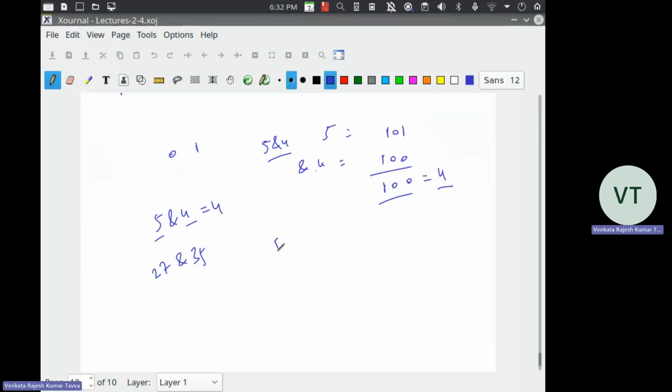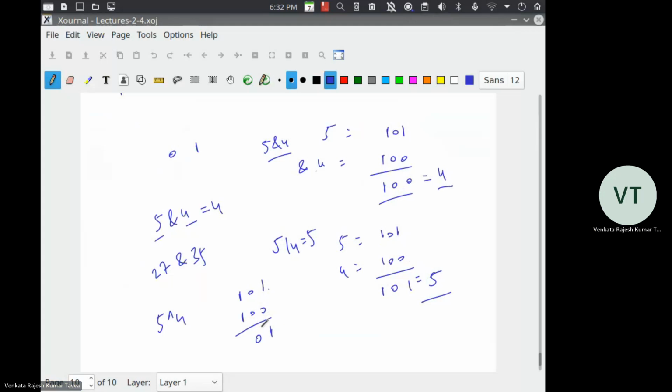Similarly, 5 or 4. OR is represented like this. So 5 again is 101, 4 is 100. Again, do bitwise OR. 1 or 0 is 1. 0 or 0 is 0. 1 or 1 is 1. What is this? 5. So 5 or 4 is 5. Bitwise XOR. Again, 101, 100. 1 XOR 0, 1. 0 XOR 0, 0. 1 XOR 1, 0. This is 1. So 5 XOR 4 is 1.